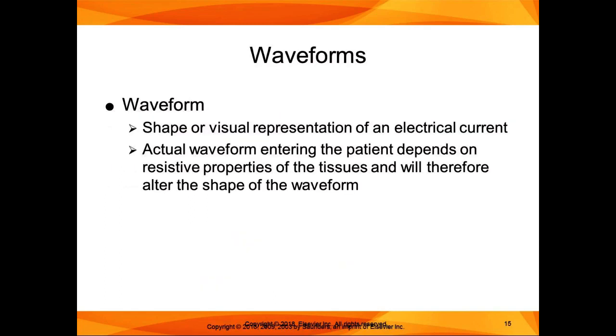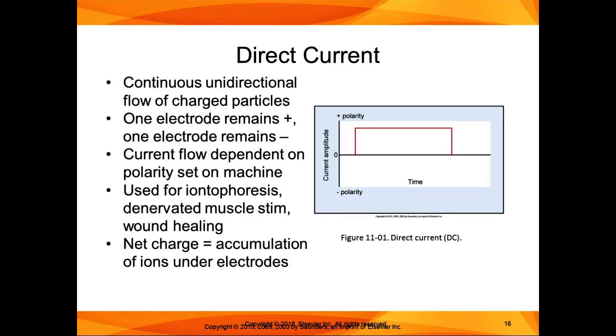A waveform is the shape or visual representation of an electric current. The actual waveform that enters the patient through the electrodes depends on the resistive properties of tissues, and so it's going to change the shape of the waveform. But we're basically talking about waveforms as just a way to visualize the different types of currents that we are using. So I said before, direct current, alternating current, and pulsatile current are the three that we use therapeutically.